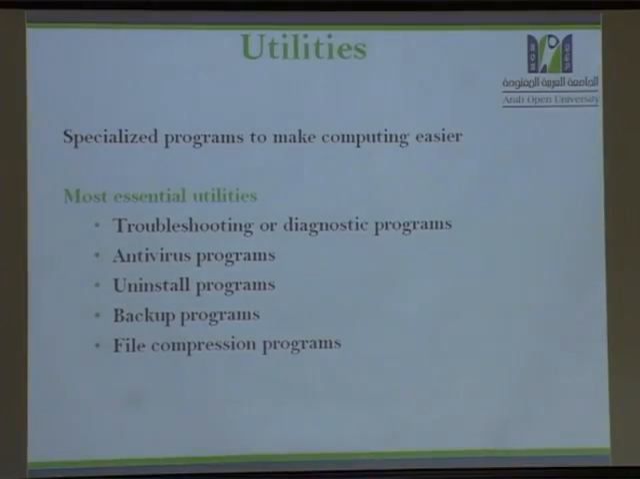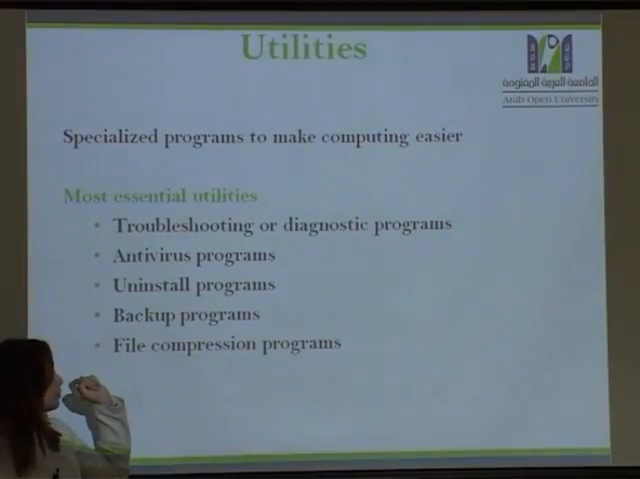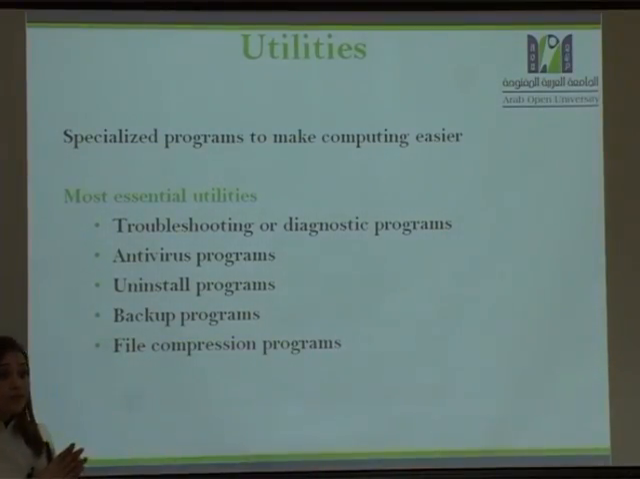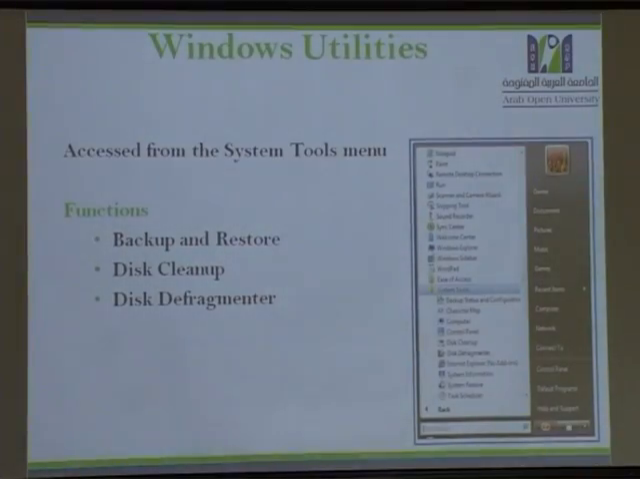We also have a built-in antivirus program. We also have uninstall programs. How do you uninstall any program? Just go to the control panel and select and uninstall. So this is another type of program that makes this functionality to uninstall your programs. It is one of the utilities. The backup program, the cleanup, the compressing of files, all of these are examples of utilities.